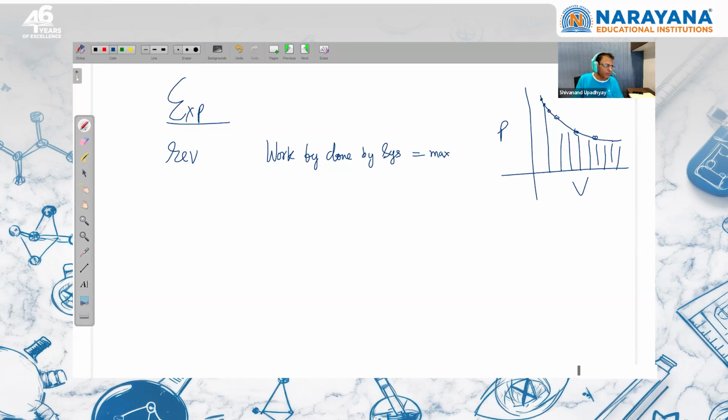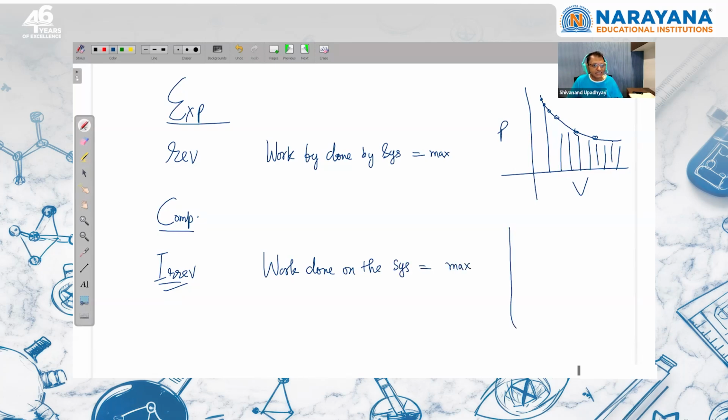Similarly, when we do compression, in case of compression, when the process is irreversible, then the work done on the system will be maximum. If we have to suddenly move from here to here, I have to move from here to here suddenly, so I will apply the pressure which I should apply here.